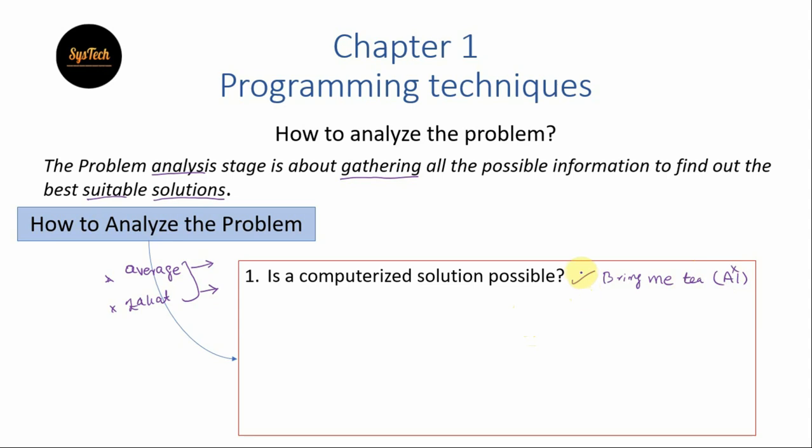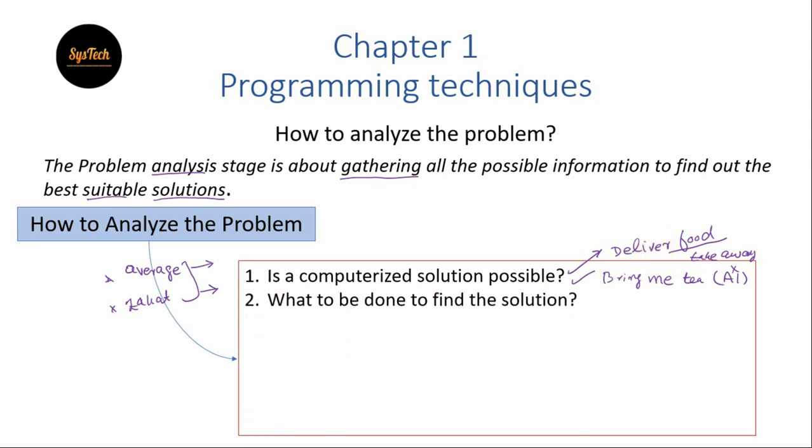Another example, you can say, okay, write a computer program for me to deliver food to my home. It is not possible with the technology. You can place your order, but someone will bring the food to your home, or you will go yourself and take it away. Anyhow, this is not a computerized problem.